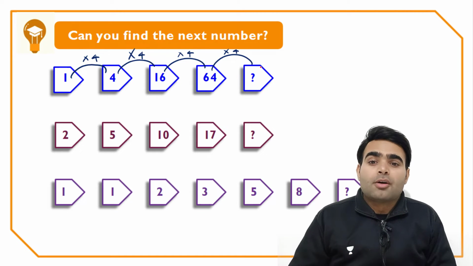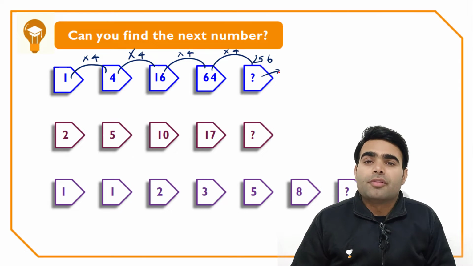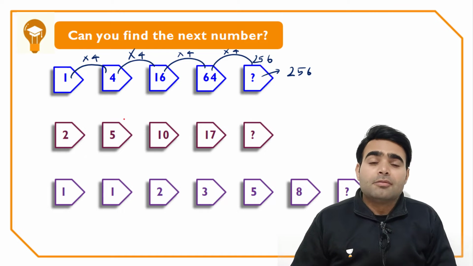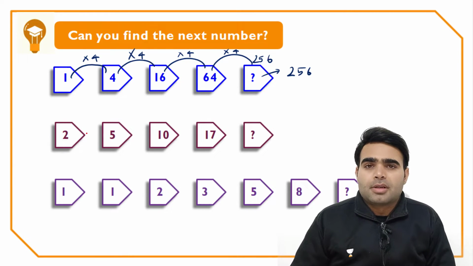So 4 into 4 is 16, 16 into 4 is 64, and 64 into 4 is 256. So the question mark will be 256. Now you observe the pattern here. The term we are getting by multiplying by 4, right? In the second example, can you try it?